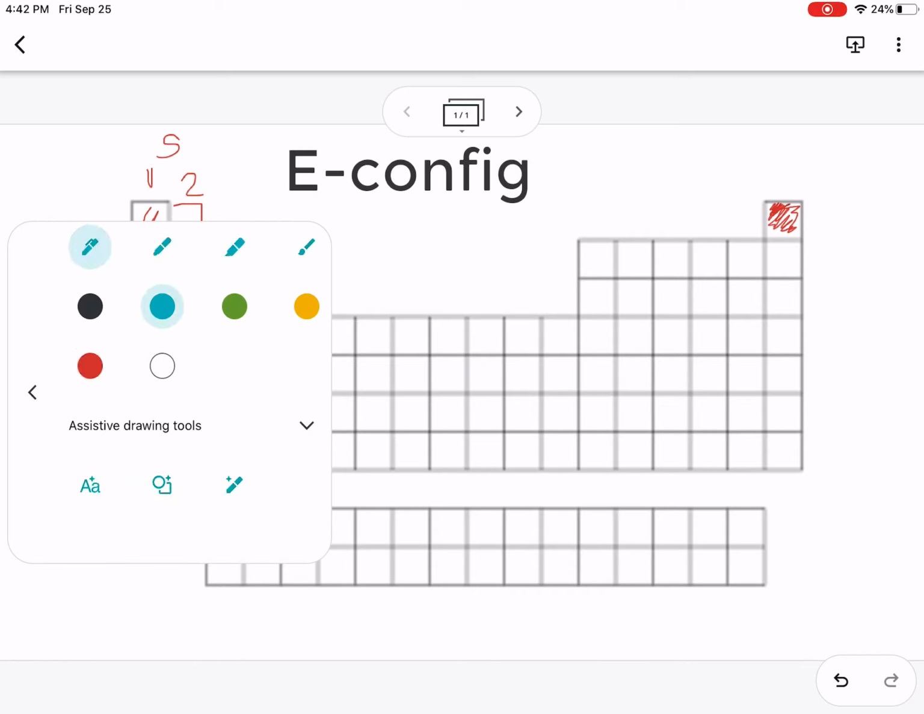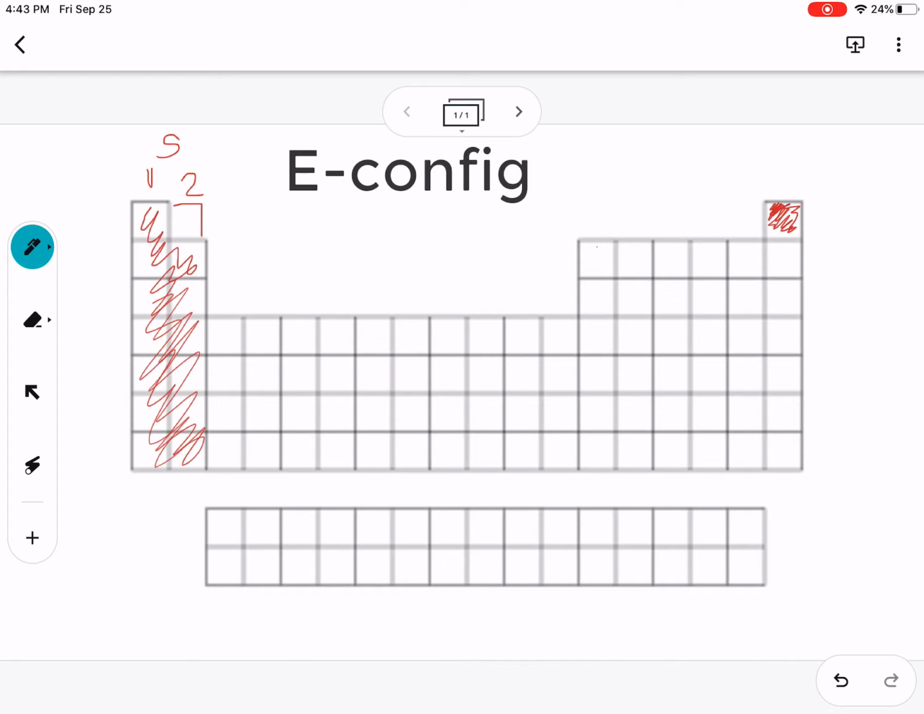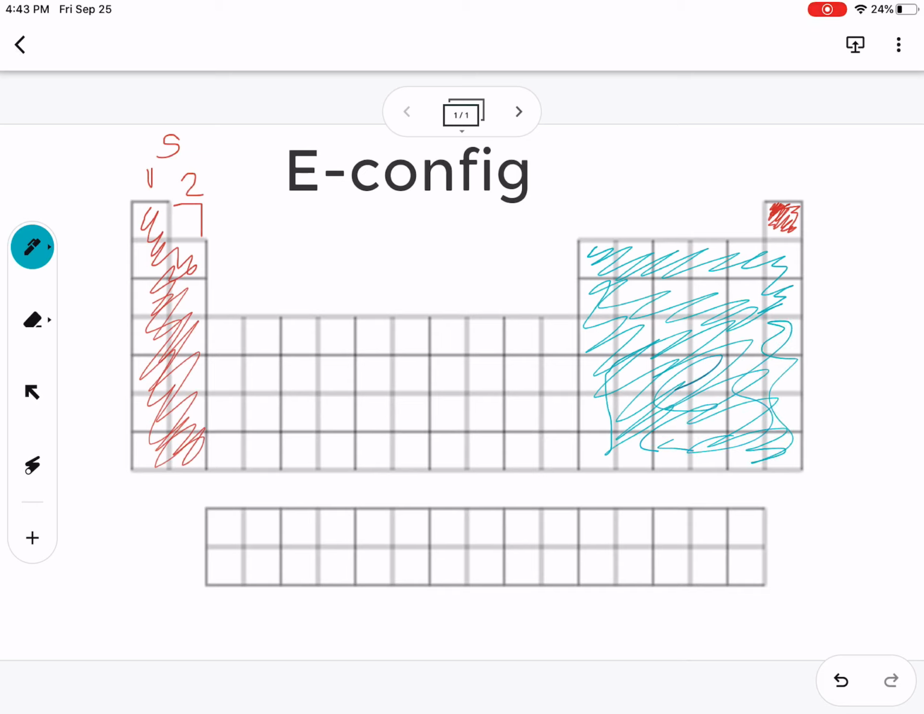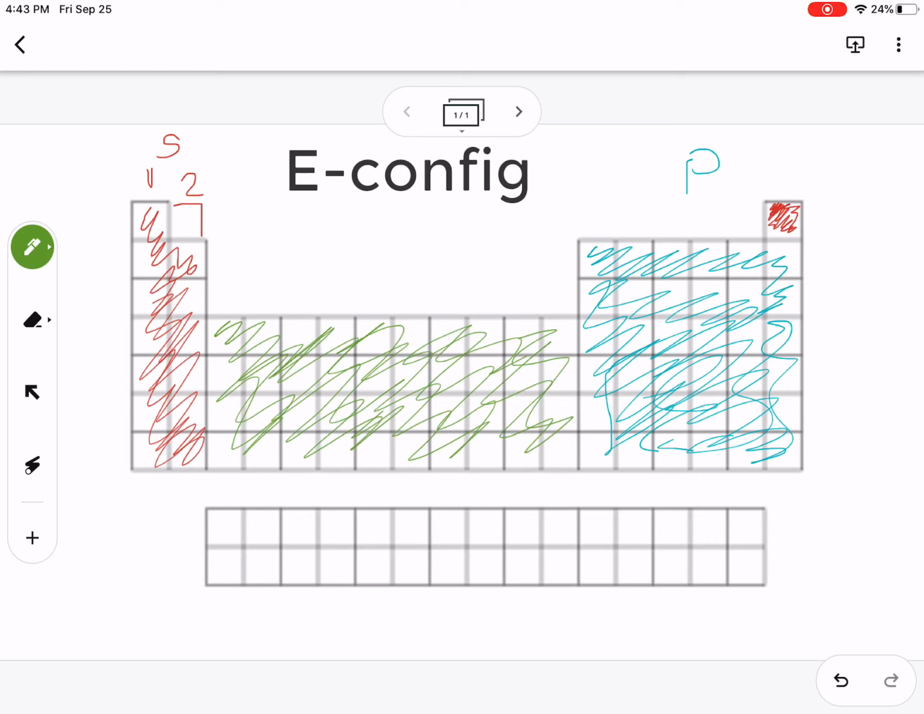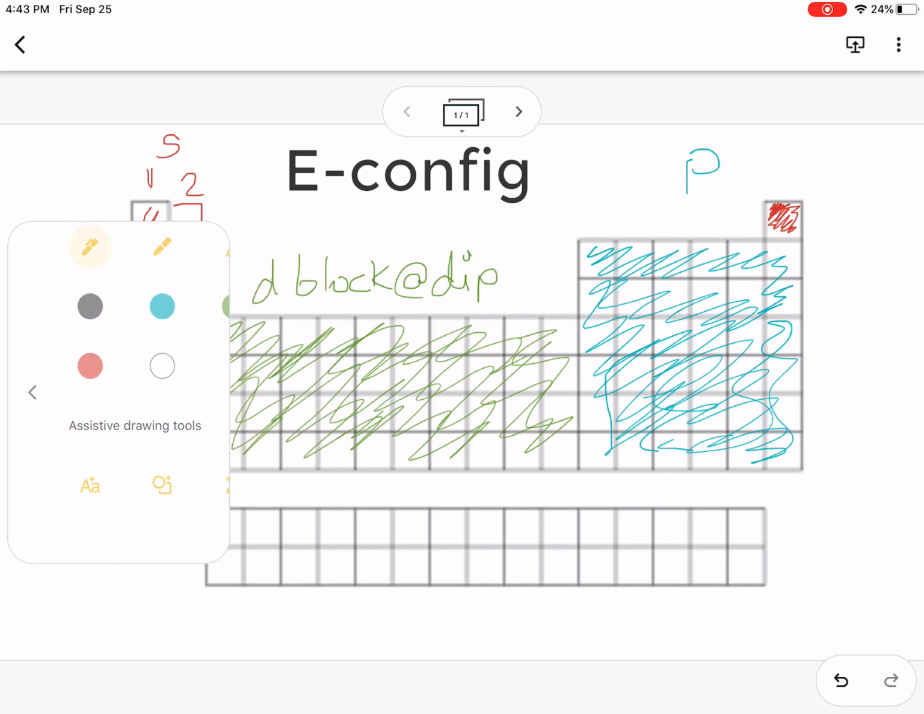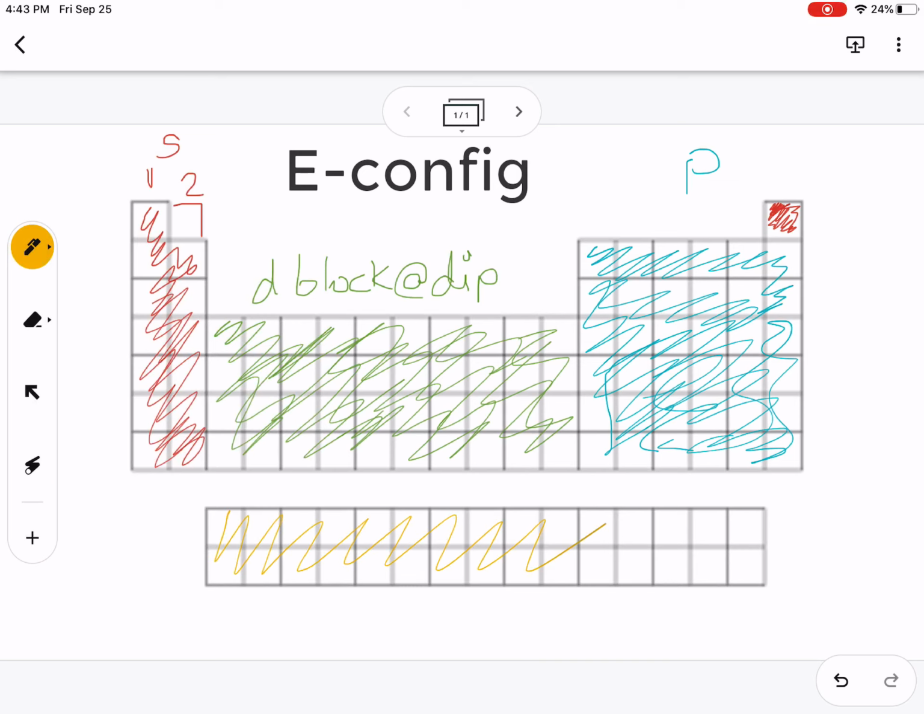And then we jump over to our P block, which is over on this side and includes everything else over here. And again, lowercase p. Then we get to our D block. They're at the dip, if you want to remember that, or where the periodic table kind of drops down. That's the D block at the dip. And then the F block is down here at the bottom.